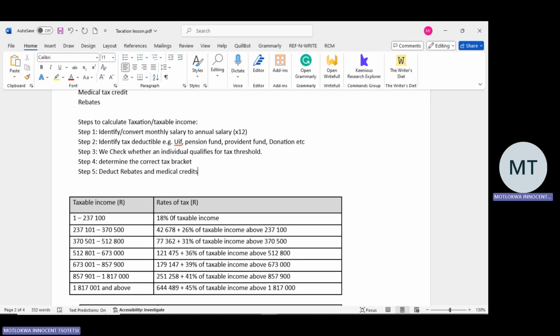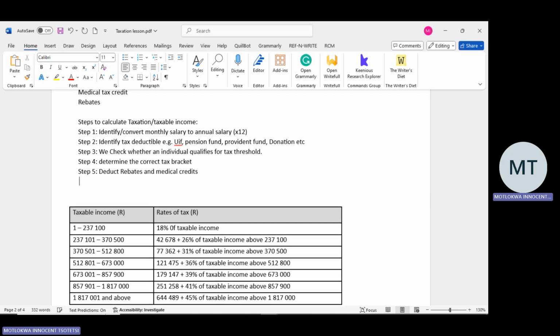So it can be a wife, it can be a husband, it can be a grandmother, grandfather, it can be children, any. So we are going to check that under medical credits, then we deduct. Okay. Then step number 6. Under step number 6, it's whereby we are going to convert to monthly salary if specified.